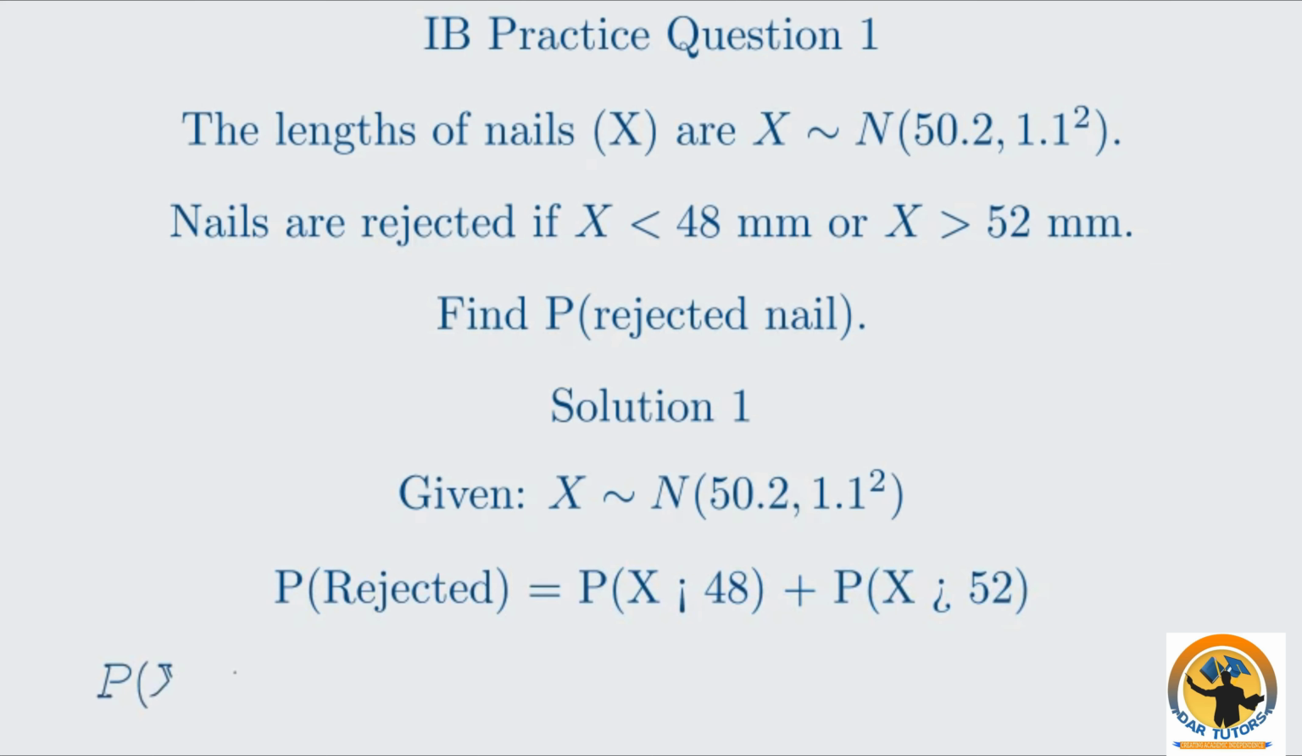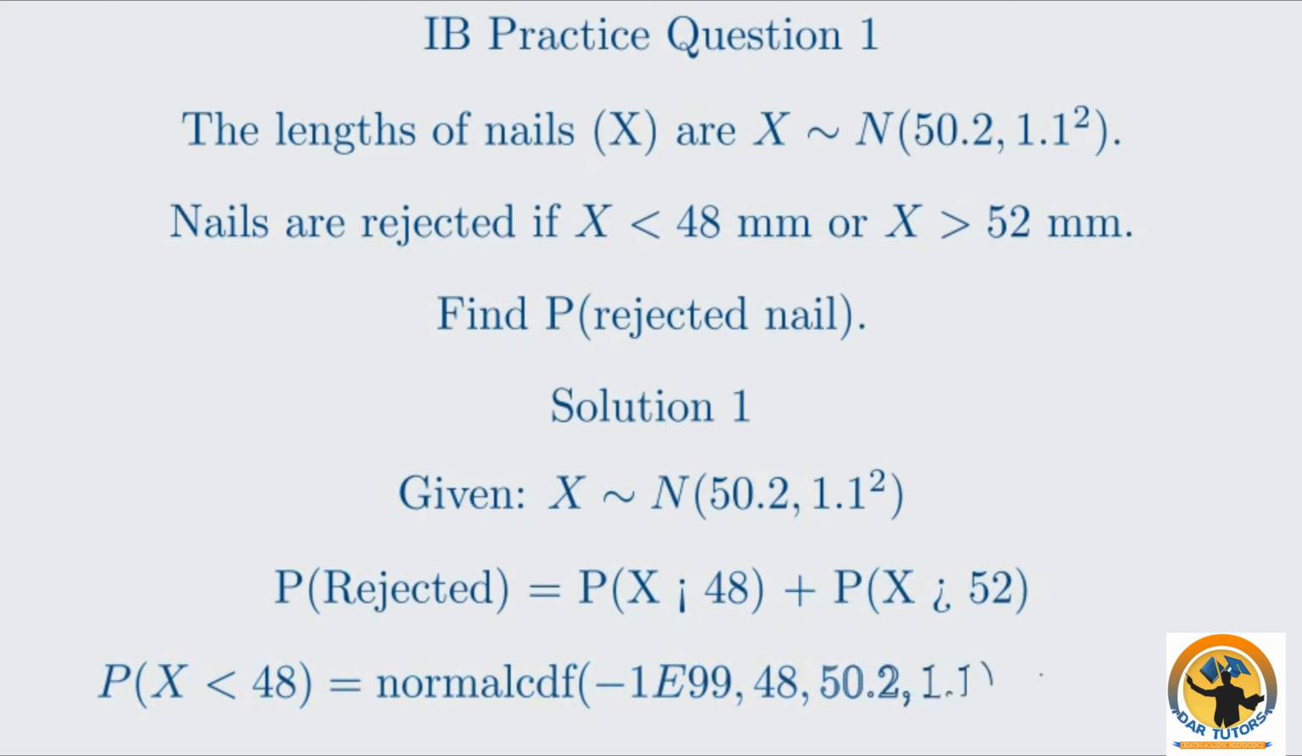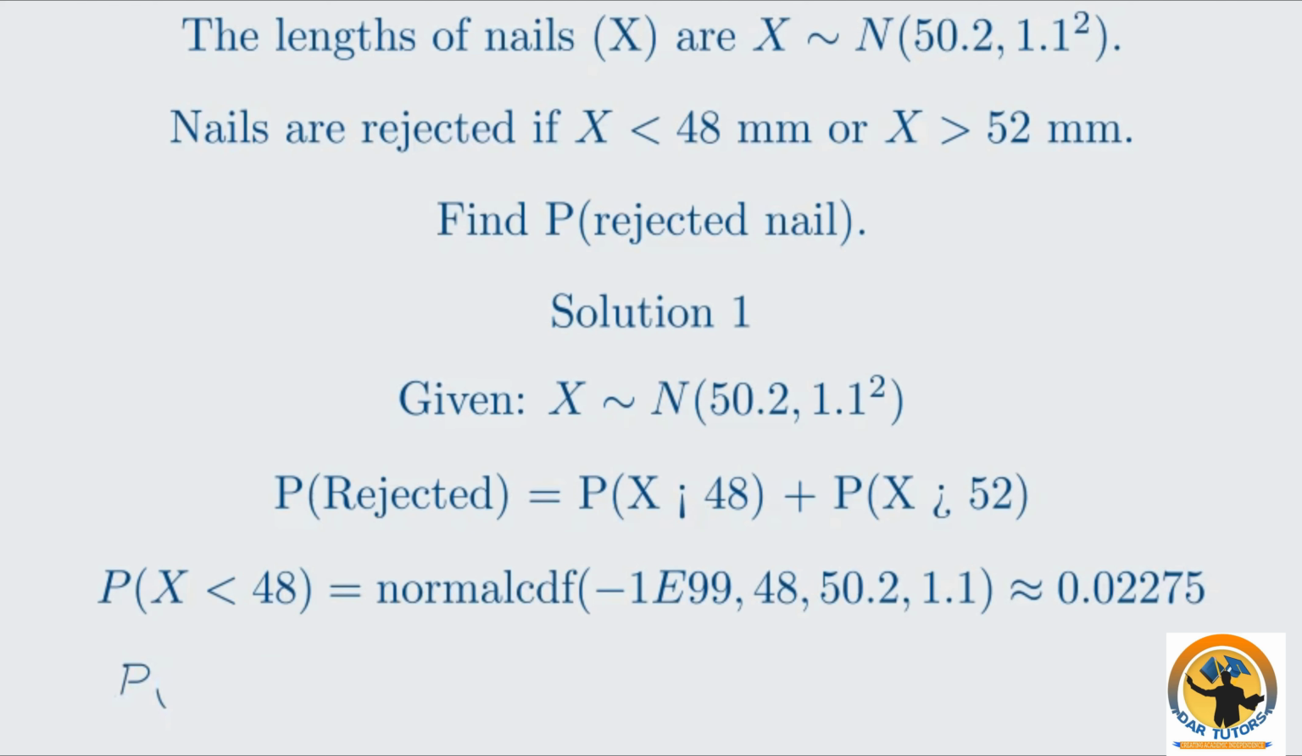First, let's find P(X < 48). We use normal CDF with a lower bound of negative infinity, an upper bound of 48, a mean of 50.2, and a standard deviation of 1.1. This gives us approximately 0.0275.